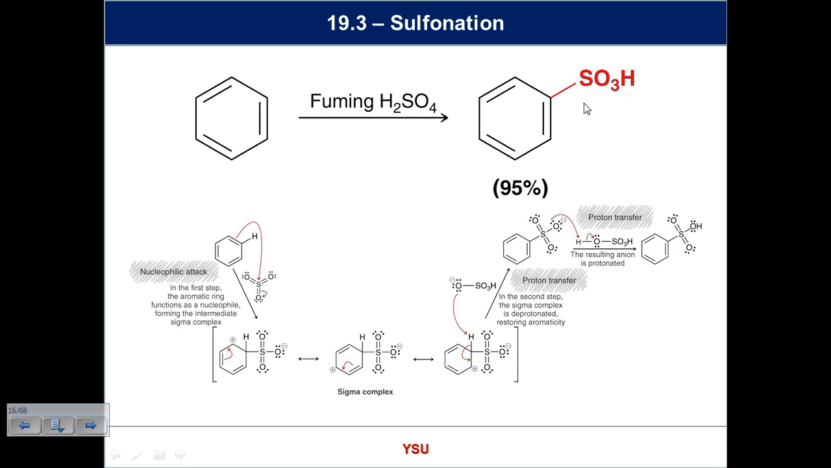Because what's happening here is you're picking up this. And that looks to be the conjugate base of sulfuric acid, right? But we're attacking at sulfur. Now, fuming does not mean it's particularly annoyed.